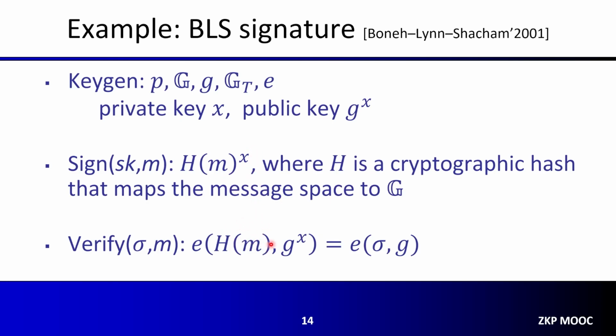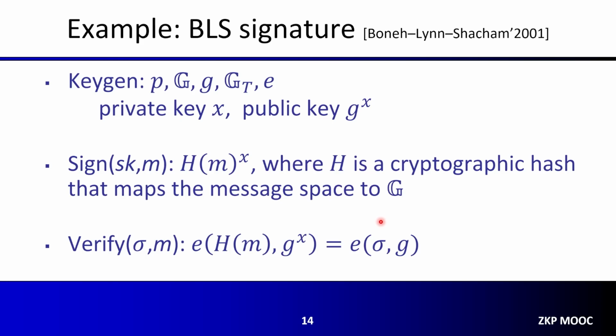Here comes the pairing operation. We can pair H(m) with g^x, which is the public key known by everyone, and then check if it is the same as the pairing of the signature and the generator itself. If the signature is computed honestly as H(m) to the power of x, then this verification will pass. That's the correctness part of the BLS signature.